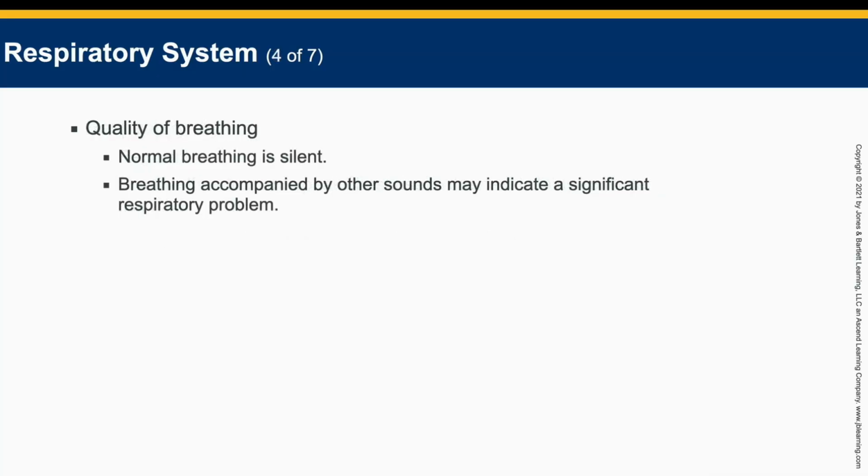Another important part of assessing the respiratory system is the quality of breathing. Normal breathing is typically quiet and effortless. You should not hear significant sounds when a patient is breathing normally. However, if breathing is accompanied by abnormal sounds, it may indicate a significant respiratory problem. These sounds could include things like wheezing or stridor, gurgling, or snoring, which may suggest airway obstruction, fluid in the airway, or narrowing of the airways. When assessing breathing quality, EMTs should not only pay attention to how fast the patient is breathing, but how the breathing sounds and how much effort it requires.